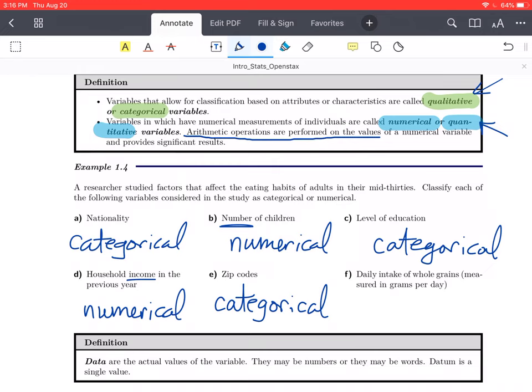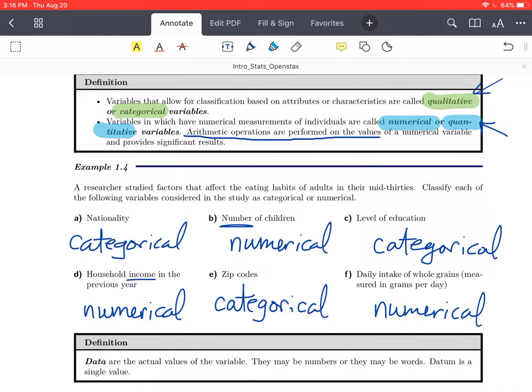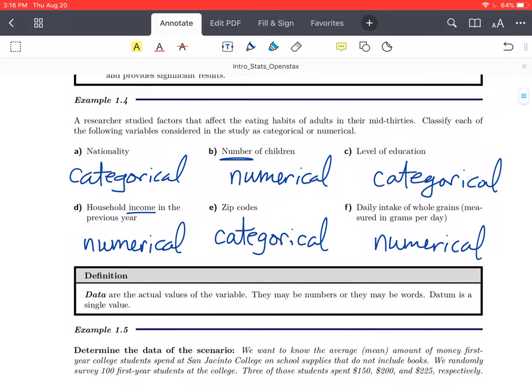And then the last one, daily intake of whole grains measured in grams per day, that one would be numerical. That's an amount of whole grains that you take in. All right.